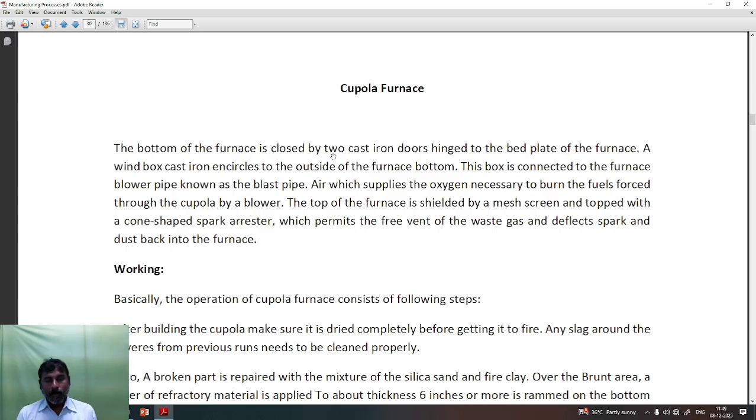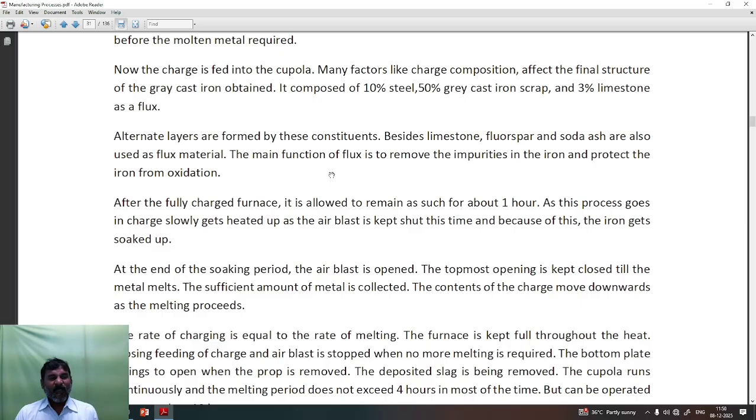Working. Basically, the operation of the cupola furnace consists of the following steps. After building the cupola, make sure it is dried completely before starting the fire. Any slag around the tuyere needs to be cleaned properly. After the furnace is charged, it is allowed to remain so for about 1 hour. The charge slowly gets heated up as the blast is kept on for a certain time, and because of this the iron melts. The rate of charging is equal to the rate of melting. The furnace is kept full throughout the heat. On stopping the feeding of charge, the air blast is stopped. When no more melting is required, the bottom plate is swung open when the prop is removed. The deposited slag is then removed.